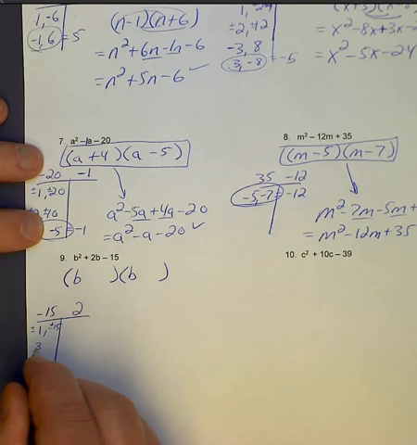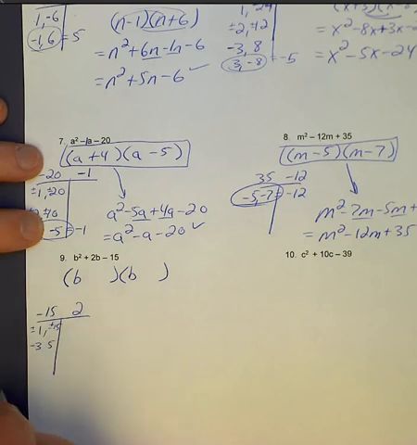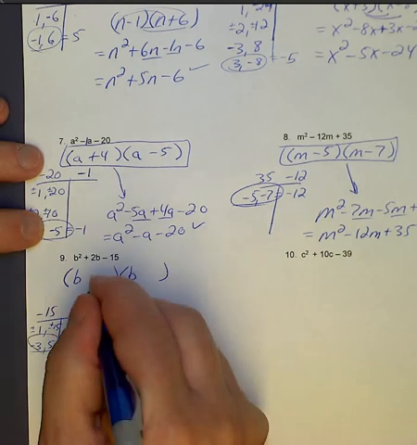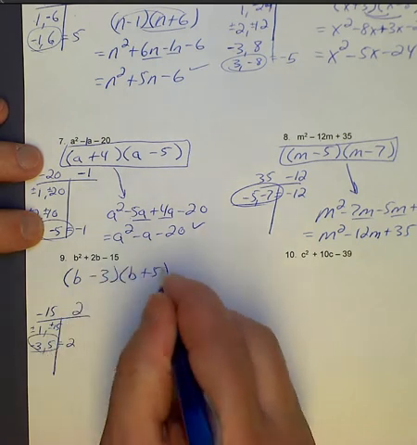What about 3 and 5? 3 times 5 gives me 15. I make one of them negative, I can get negative 15. If I make the 3 negative, negative 3 times 5 is negative 15. Negative 3 plus 5 is a positive 2. Those are my factors. So minus 3 plus 5.